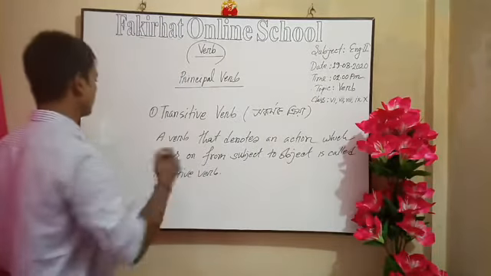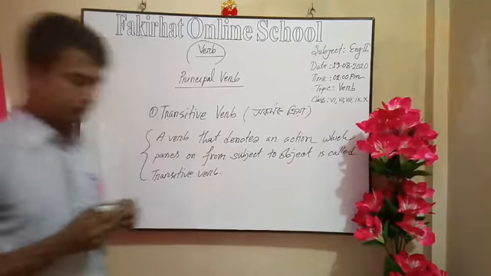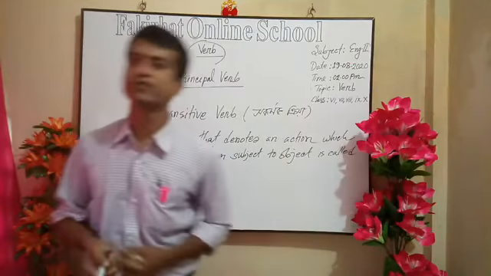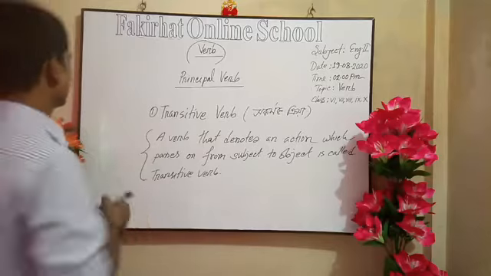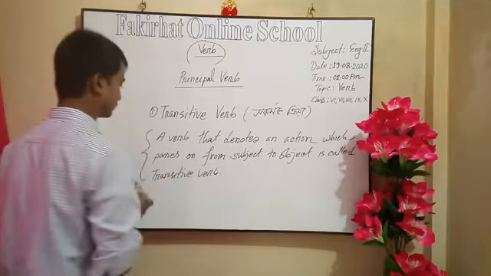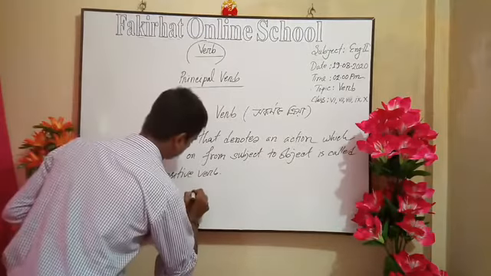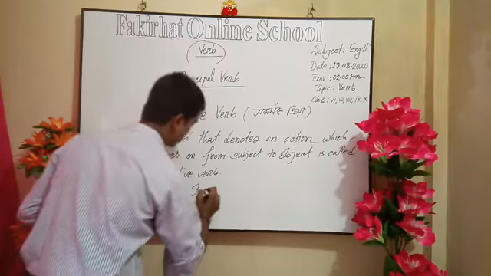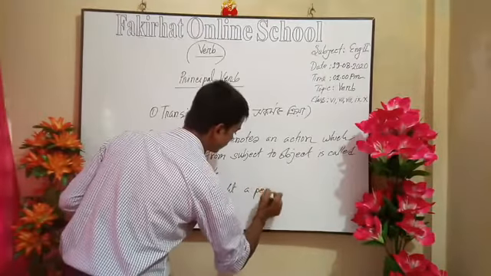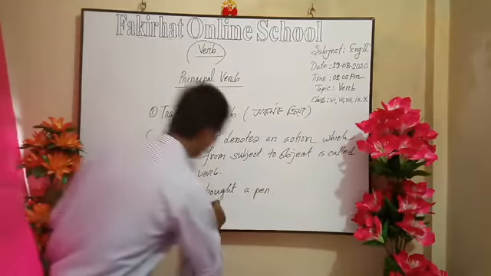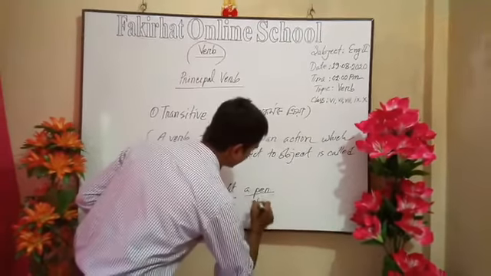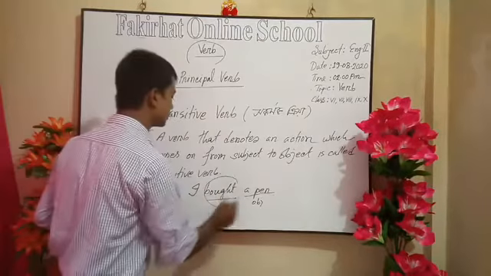So, what is a transitive verb? In my words, a transitive verb is a verb that needs an object to express the real meaning of the sentence. So, dear students, I bought a pen. What did I buy? A pen. So here a pen is an object, and so this word is a transitive verb.